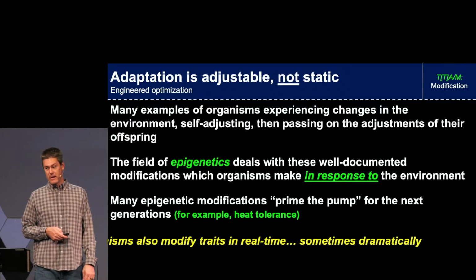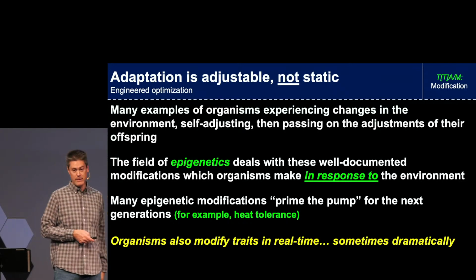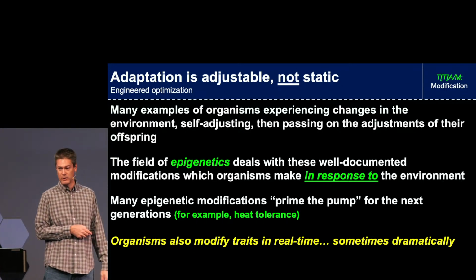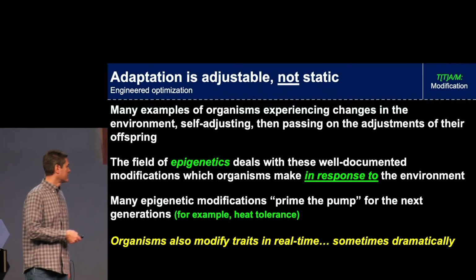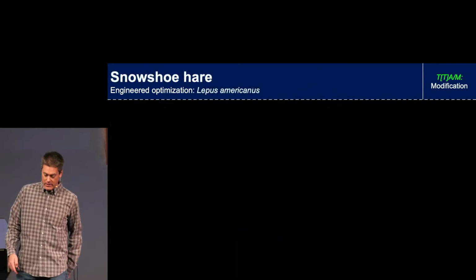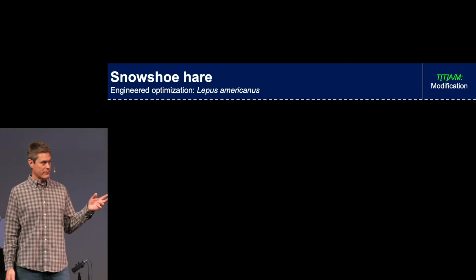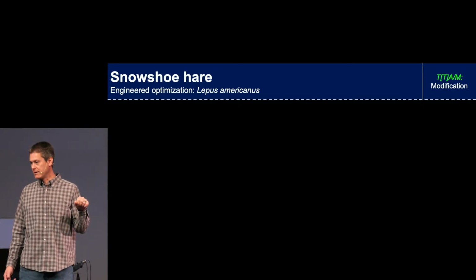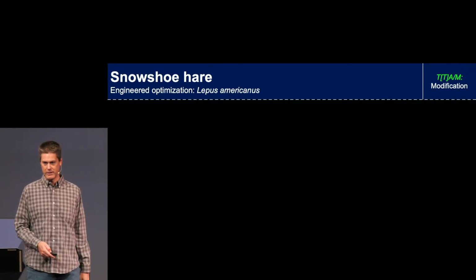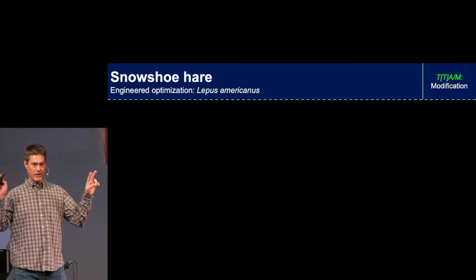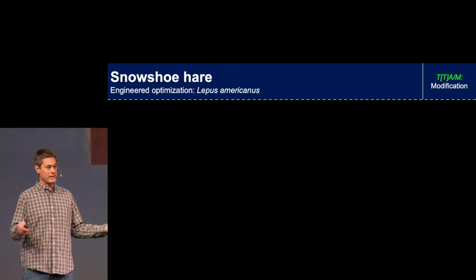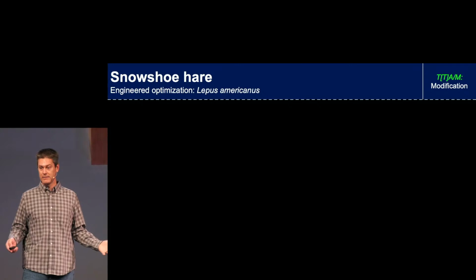But I want to give you some examples of organisms doing the same thing in real time, modifying their own traits in a very dramatic way. So you may not think this is dramatic, but I do. The snowshoe hare is used often as an example of natural selection. And the reason why it's used that way is because we go back again to natural selection's favorite example of predation, right? So a snowshoe hare lives where it's snowy. And so they're white so that they don't get eaten, right?